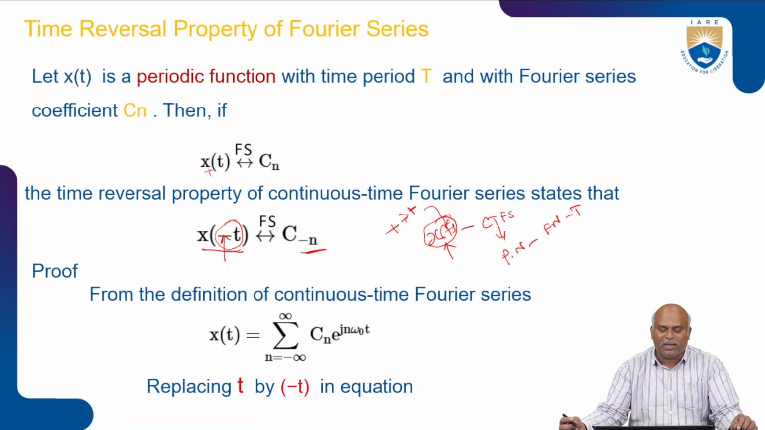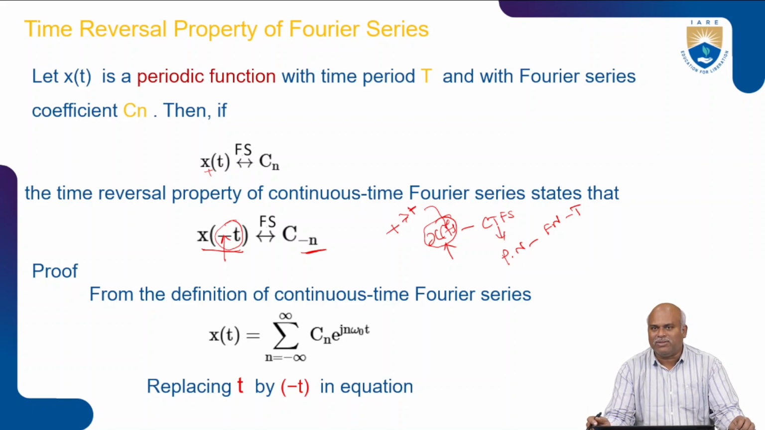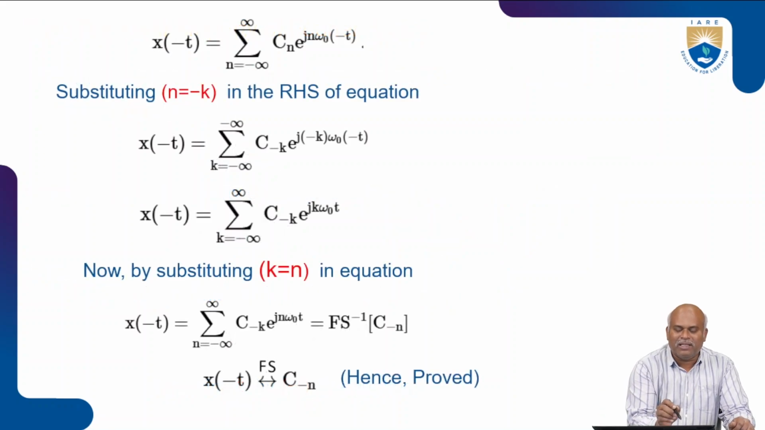We can prove the time reversal property. First, we write the continuous time Fourier series expression: x of t is equal to the summation of n equal to minus infinity to plus infinity of c of n e power j n omega 0 t. Now, we replace this t with minus t. Where t is present, I change it to minus t. Then the Fourier series expression becomes summation of n equal to minus infinity to plus infinity of c of n e power j n omega 0 minus t. Here also I added minus t.